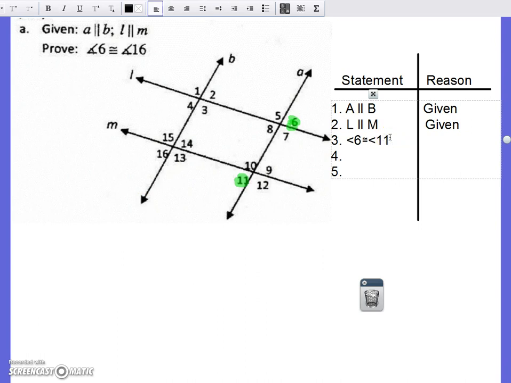What would be the reason why these two would be congruent to one another? Any ideas? If not, let's think about it. There are two angles that are outside the parallel lines of L and M, and they are on alternate sides of the transversal line, and they are congruent. So, alternate and outside the parallel lines, which means that it is exterior: alternate exterior. Okay, let's keep going.